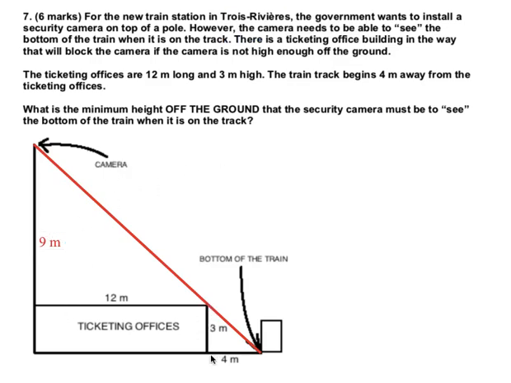And since this is 3 meters here, then to find the minimum total height off the ground the camera has to be, I just do 3 plus 9 to give me 12. And that's the answer to this question here.